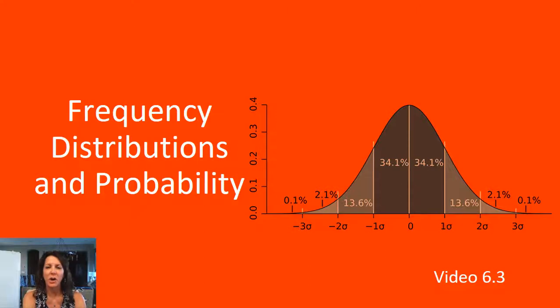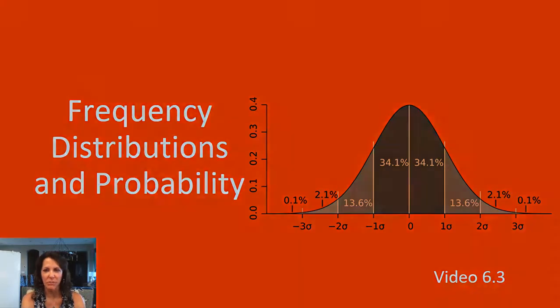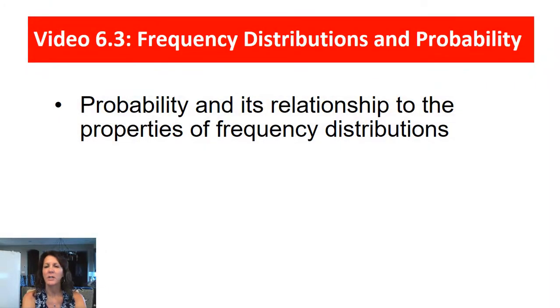In this video, we're going to talk about how we can use probability to find proportions in a frequency distribution. So we're going to talk about probability and its relationship to the properties of the frequency distributions that we've been talking about since really lesson 2. We talked a little bit more about some concepts in lesson 4 and 5 that are going to come into play in this lesson.